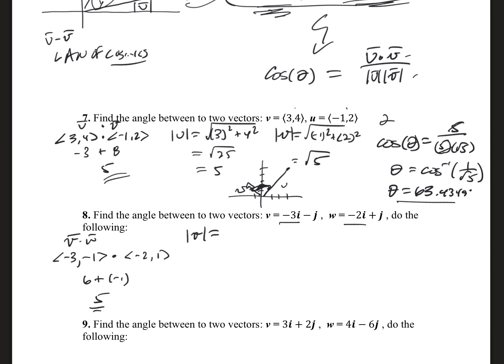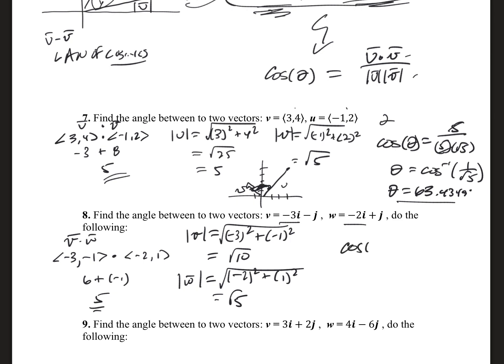The magnitude of V is the square root of -3 squared plus -1 squared, and that's basically the square root of 10. The magnitude of W is the square root of -2 squared plus 1 squared, and it looks like it's the square root of 5. So the cosine of the angle between these two is the dot product 5 divided by the square root of 10 times the square root of 5. And so theta is basically the inverse cosine of 5 over the square root of 50.